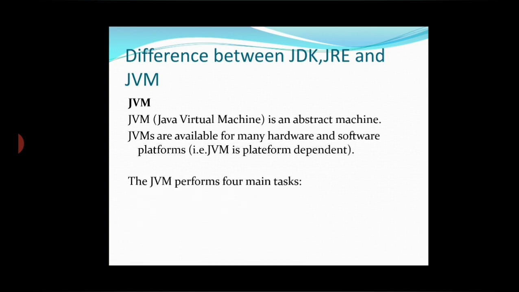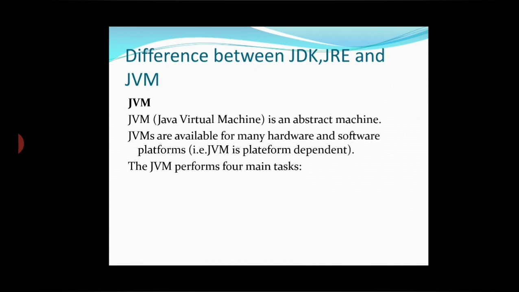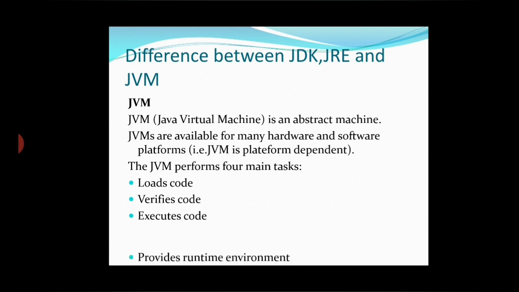JVM. JVM, abbreviated as Java Virtual Machine, is an abstract machine. JVMs are available for many hardware and software platforms. That is, JVM is platform dependent. The JVM performs four main tasks. It loads the code, verifies the code, and also executes the code. It provides a runtime environment. So this is all what JVM is.